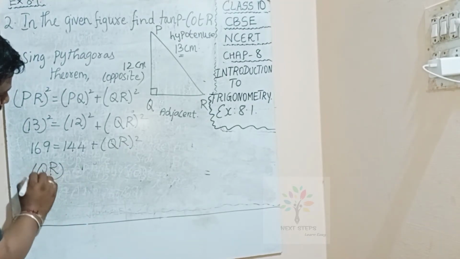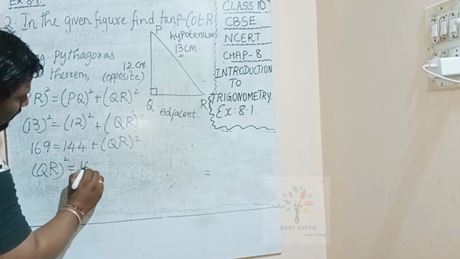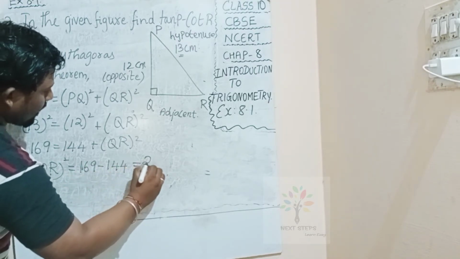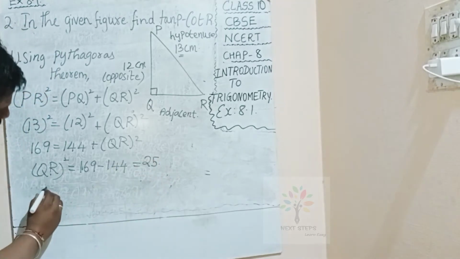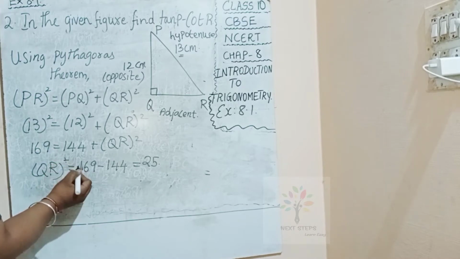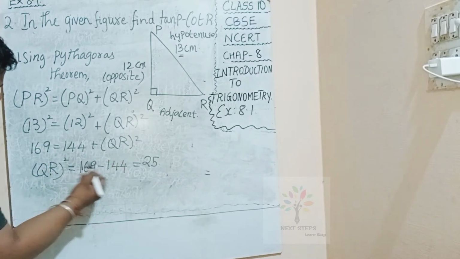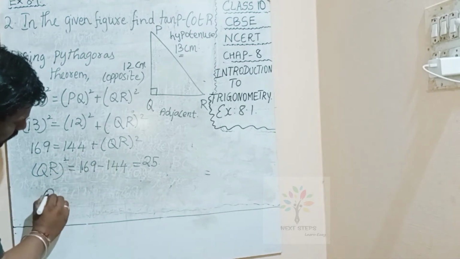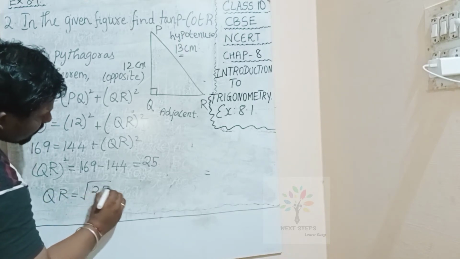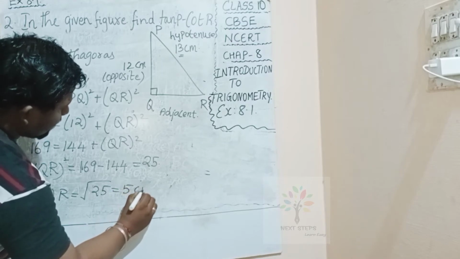So QR square is equal to 169 minus 144. So I get the answer as 25. Now I want to eliminate the square, so I am taking the square root on both sides. So QR is equal to the square root of 25, which is equal to 5 centimeter.